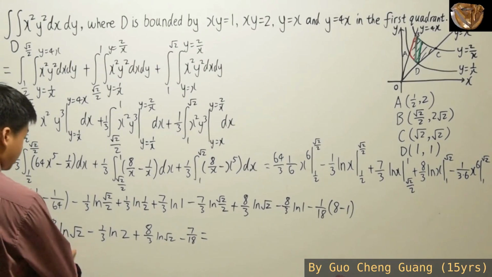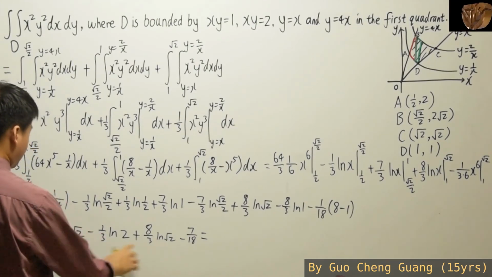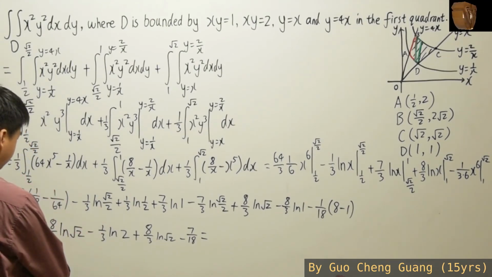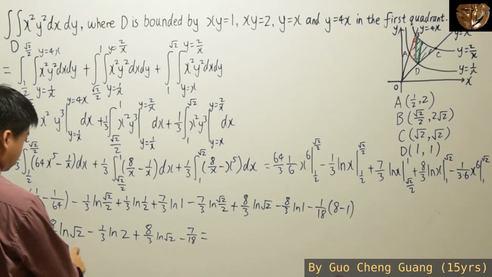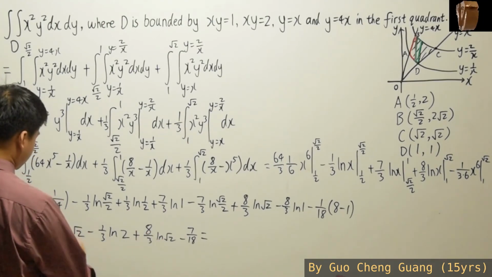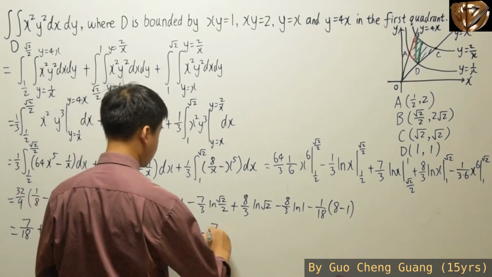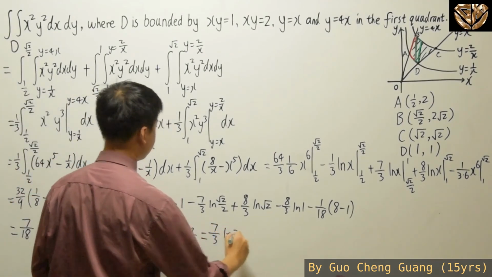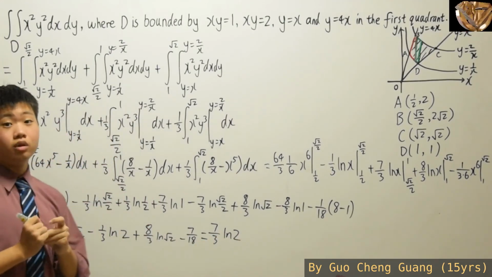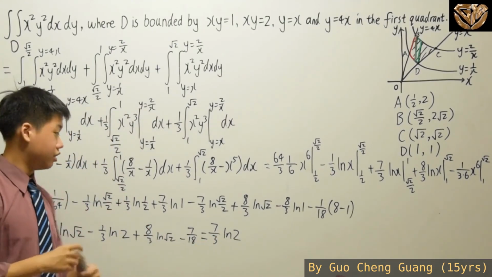Well, we can take a look at what happens inside here. Since you have 4 over 3 ln 2 plus 4 over 3 ln 2, or you can just say 8 over 3 ln 2, minus 1 over 3 ln 2, which is 7 over 3 ln 2. Alright, so this will be the final answer that you have.